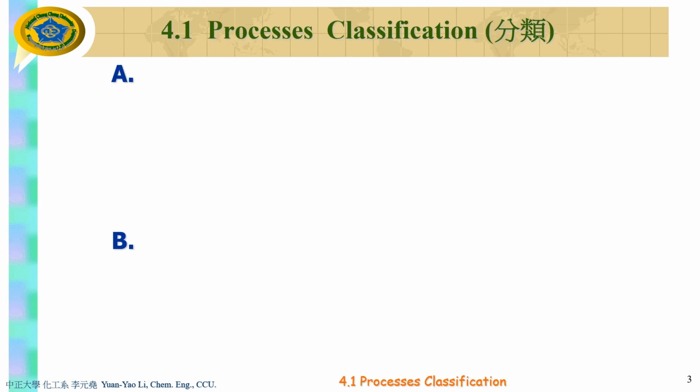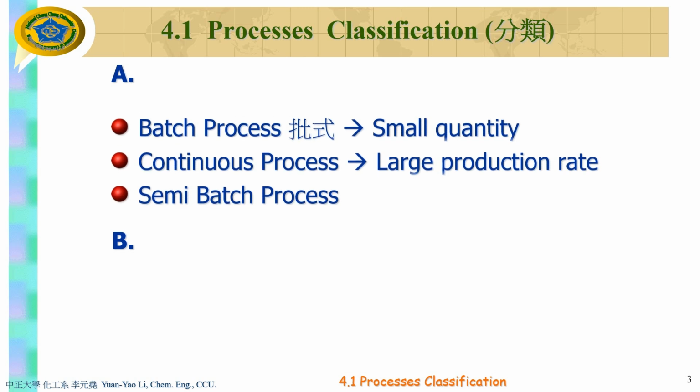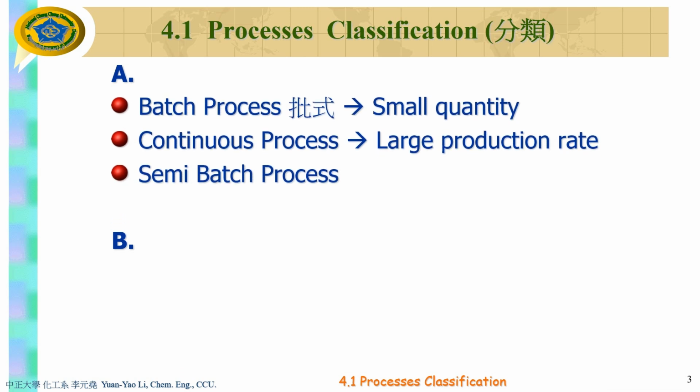Let's go back to the process again. The process is very important because you are all chemical engineers, and you need to know all the processes. So let's see the classification of processes. You can classify the processes into 3. One is called batch process. The second one is continuous process. The third one is not batch or continuous, that's why we call it semi-batch.